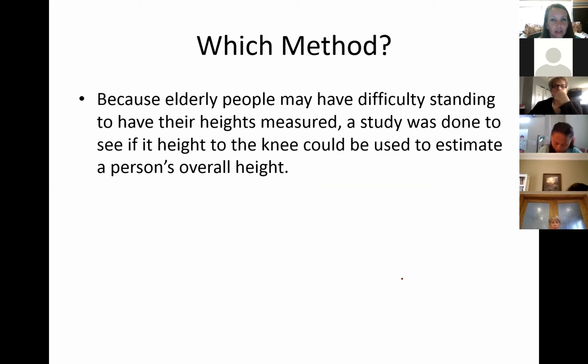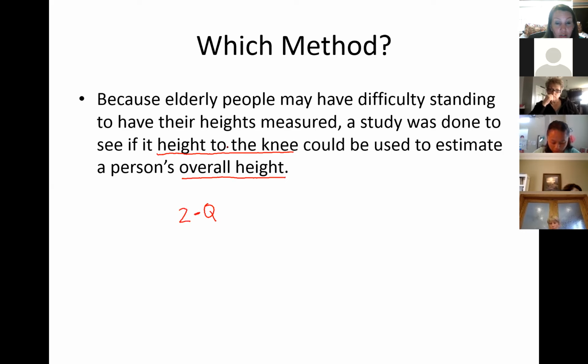All right, because elderly people may have difficulty standing to have their heights measured, a study was done to see if height to the knee could be used to estimate a person's overall height. So in this case, we're measuring a couple things here. We're measuring height to the knee, and we're measuring overall height. So both of these variables are quantitative. So we have two quantitative variables.